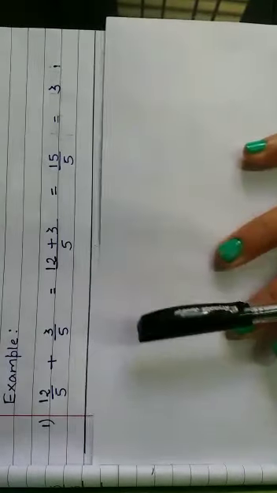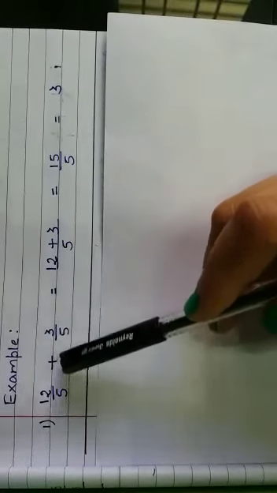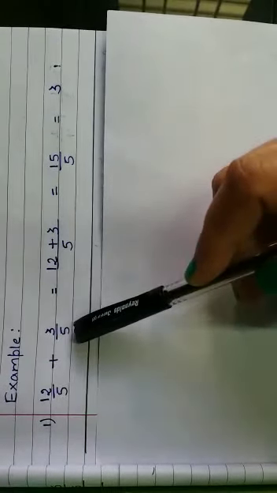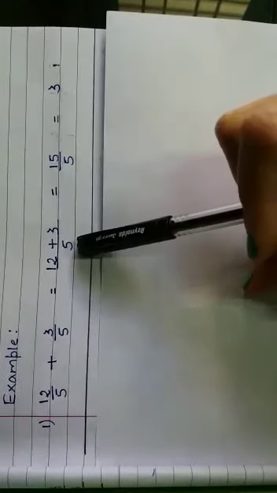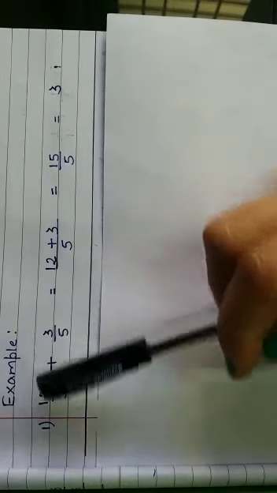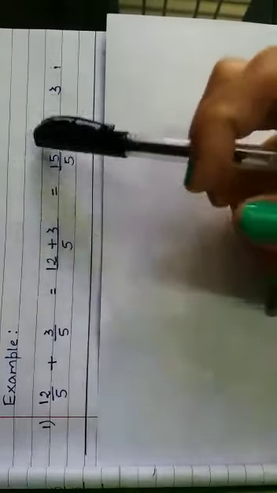In the first example, we have to add 12 upon 5 with 3 upon 5. Because they are like fractions, the denominator will be same, that is 5 only, and then we have to add numerators only. Here we have the numerator 12 and here we have 3. So 12 plus 3 is 15 upon 5, that is equal to 3.